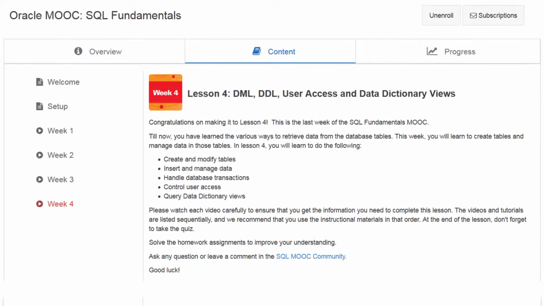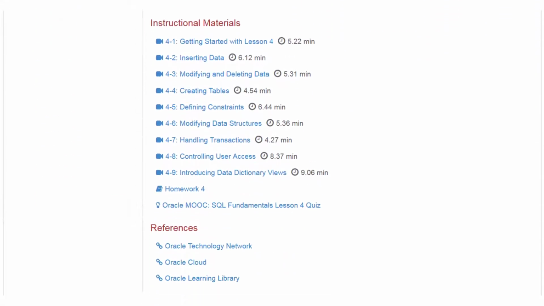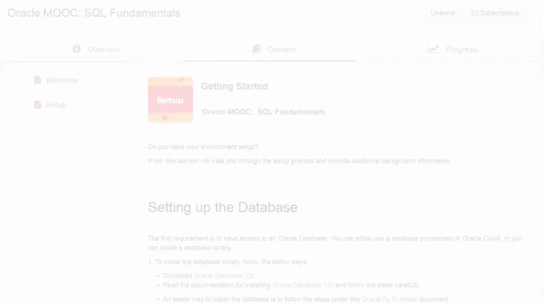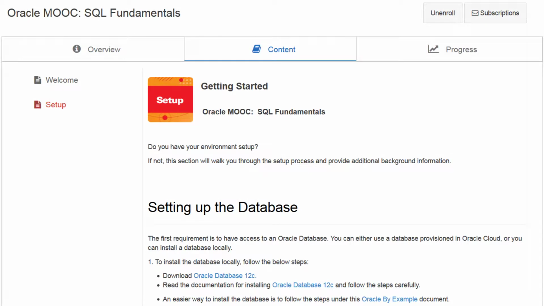At the end of Lesson 4, you will get a chance to practice what you learned by solving homework assignments. We encourage you to go ahead and solve them to improve your SQL skills. Ensure that you set up the environment to execute the homework queries correctly. The steps to follow for setting up the environment are given in the Getting Started with Homework document.